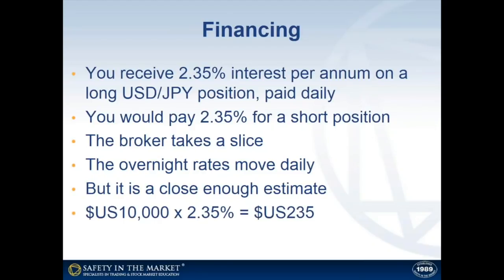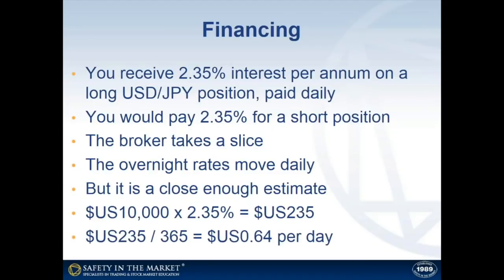If we're looking at a $10,000 position, 10,000 US dollars multiplied by 2.35% works out at US $235. And if we convert that to a daily rate by dividing it by 365, so 1 day for every day of the year, it works out about US 64 cents per day that you'll be receiving on the trade.